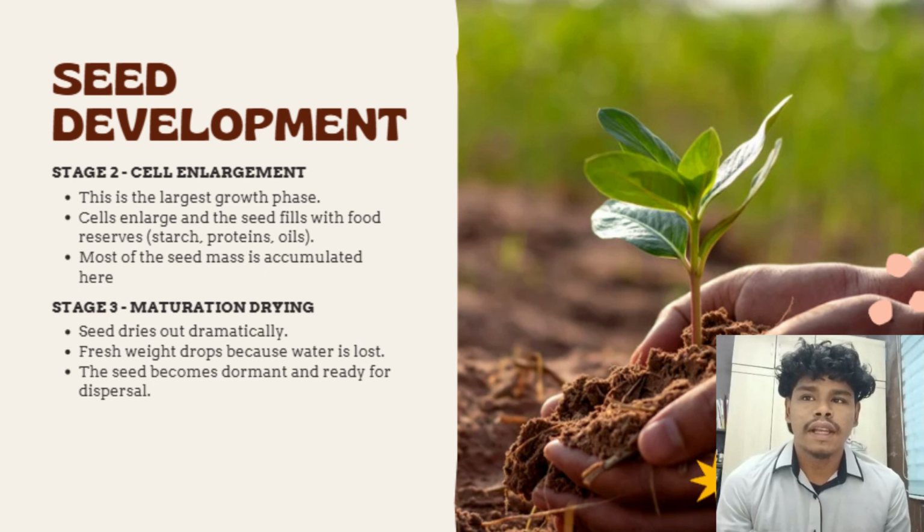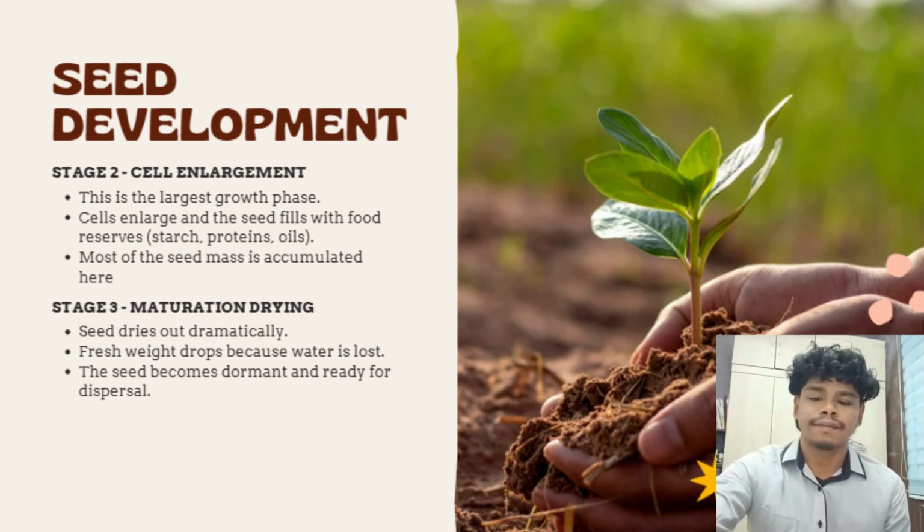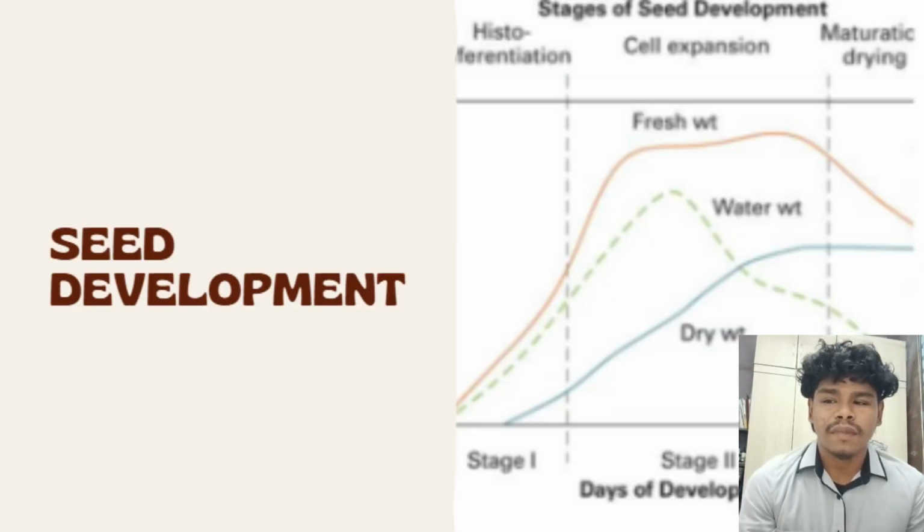Next is cell enlargement, which is stage 2 of seed development. This is the largest growth phase. Cells enlarge and the seed fills with food reserve. Most of the seed mass is accumulated here. And the last stage is maturation drying, which is stage 3. Seeds dry out dramatically. Fresh weight drops because water is lost. The seed becomes dormant and ready for dispersal.